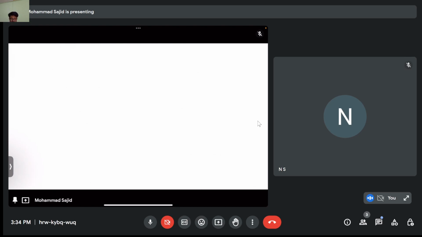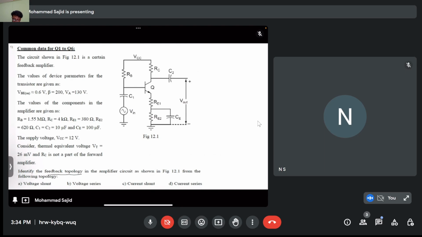Now I will ask you this, if you can answer, that will be good enough. Have you studied the different topologies? Voltage shunt, voltage series, current series, and current shunt. So this is a circuit, and in the circuit you have all these values given. We will go through the first question: identify the feedback topology in the amplifier. Can you tell me which type of topology it is?